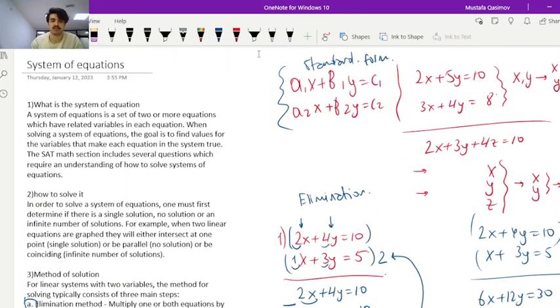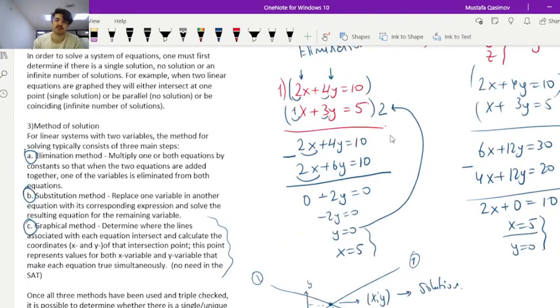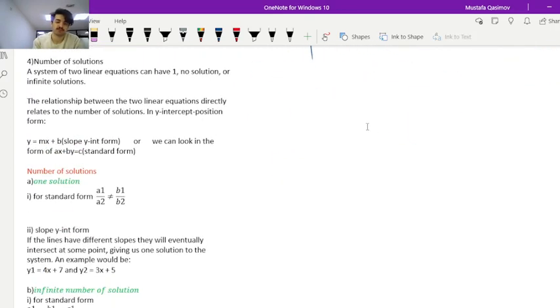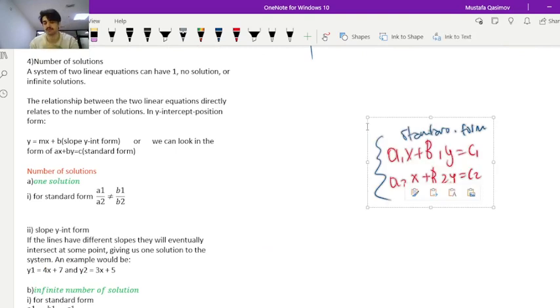And also we have one y-intercept slope form. We didn't learn this one today. We will learn slope y-intercept in next lessons. That's why we don't look at this part. We are not looking at this part.